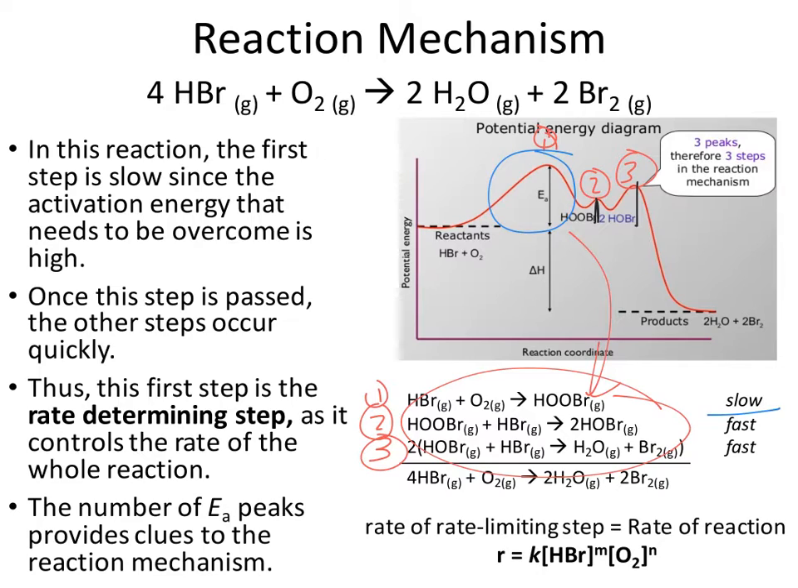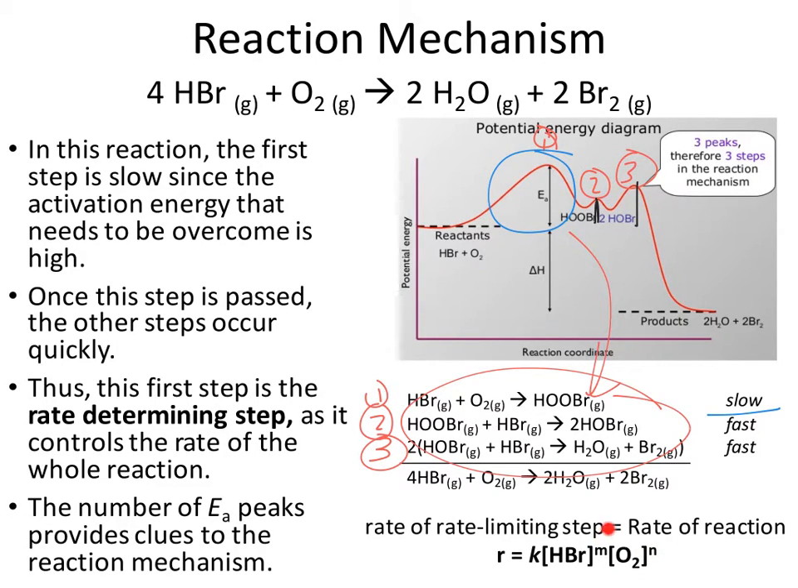So the rate of the rate limiting step would be, and remember that R is equal to some constant, the constant of this reaction, multiplied by our reactants to the power of whatever. Those powers of whatever are what we call our orders of reaction. So here are two reactants. So R is going to be equal to some constant multiplied by the initial concentrations of our reactants, HBr gas and O2 gas, raised to some exponent. And those exponents we would have to know experimentally.